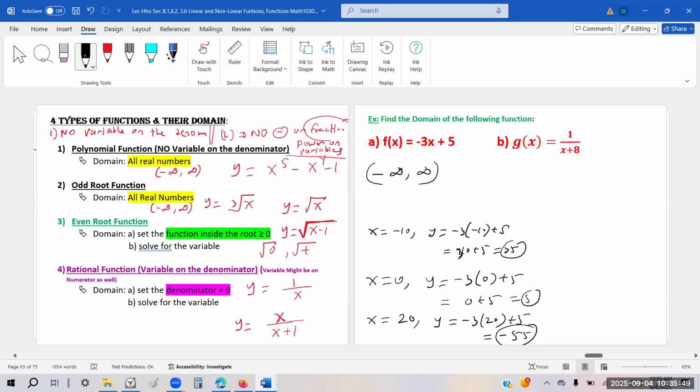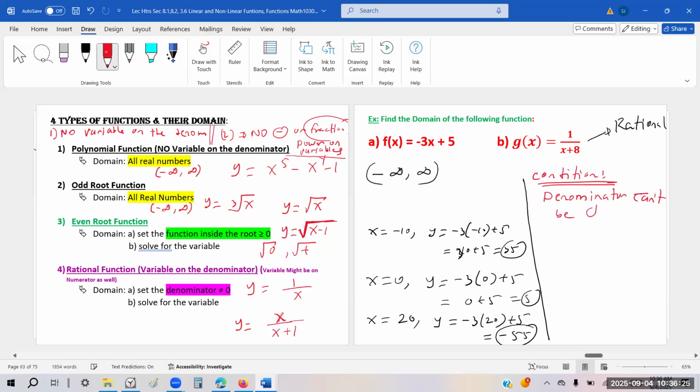And then we have the second type. What type of function is this? Rational. So anytime you say denominator, what's wrong with the denominator? What can you not have on the denominator? It cannot be 0. So start with the condition or the problem. For any rational, our condition of the problem is denominator can't be 0. That means whatever denominator we have, it cannot be 0.